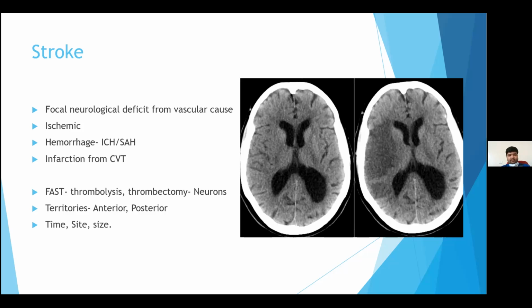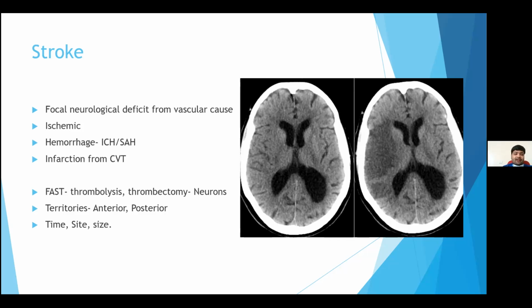So there will be backflow due to the CVT, and that will cause infarction and loss of blood supply because of the venous blockage. And generally you find that the prognosis of stroke varies based on where the stroke is, and also the size of the stroke. Larger strokes, recovery happens less, and the site of the stroke.